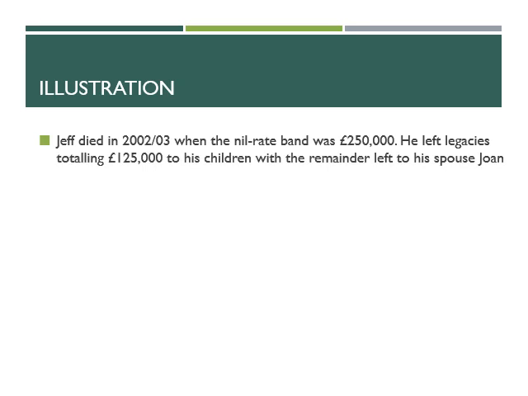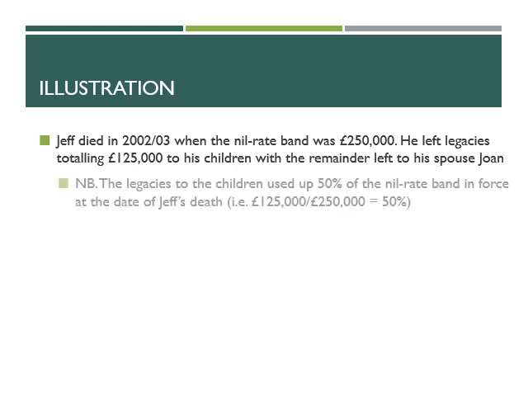So let's have a look at how this transfer would work. We have Jeff, who died in 2002-03 when the nil rate band was just £250,000. Now, he left legacies totaling £125,000 to his children, and the remainder was left to his spouse, Joan.